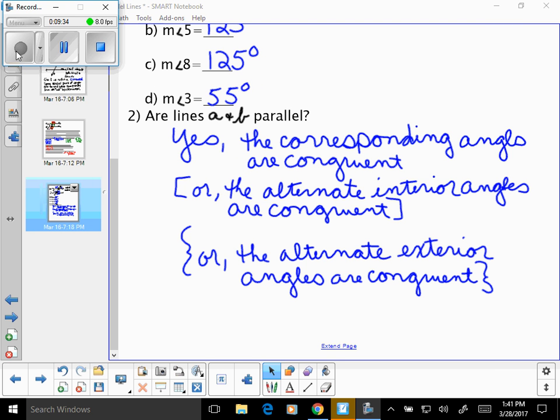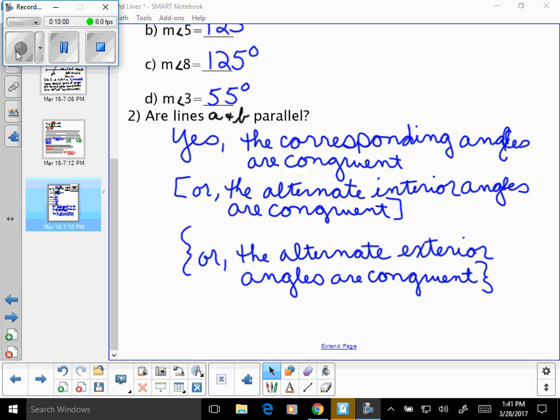You could pick any one of these 3 explanations. You could tell me that, first of all, the corresponding angles are congruent, and that would be enough to say that lines A and B are parallel. Or you could have chosen to work with the alternate interior angles being congruent, or you could have chosen to work with the alternate exterior angles being congruent.